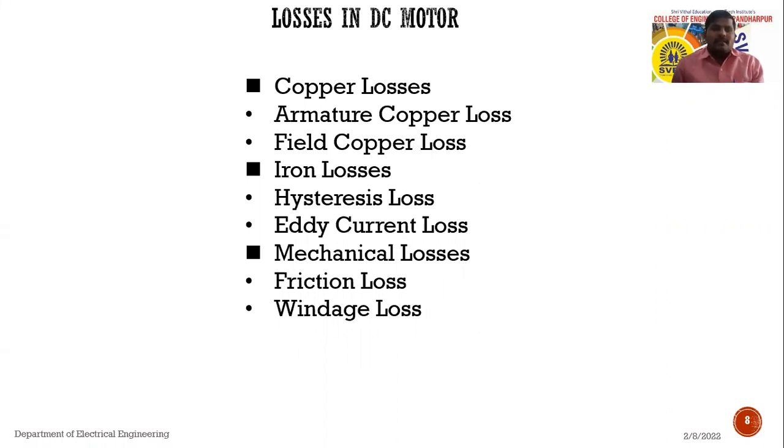And the last type of losses is mechanical losses. These losses occur due to the mechanical part of the machine, like friction loss or windage loss. So these are the types of losses that occur in a DC motor. We will see them one by one.